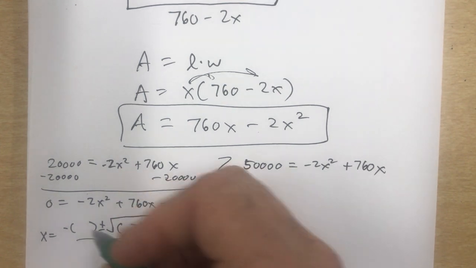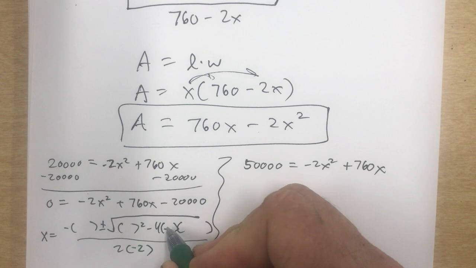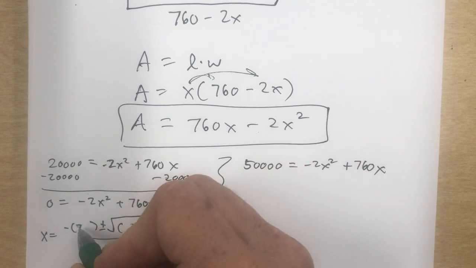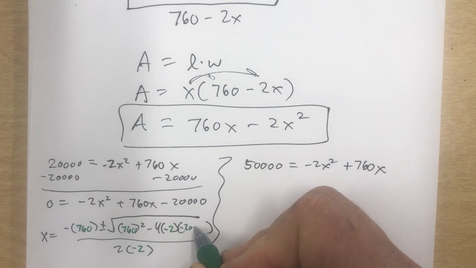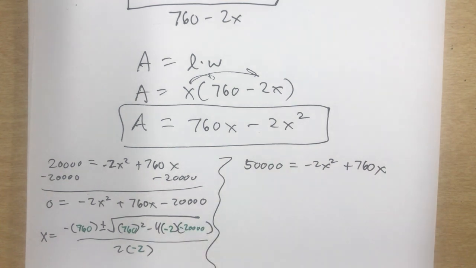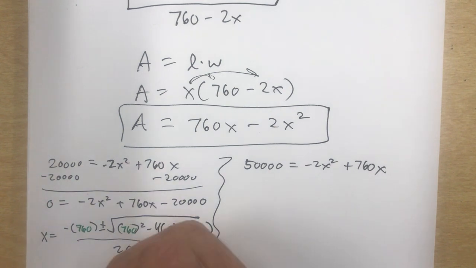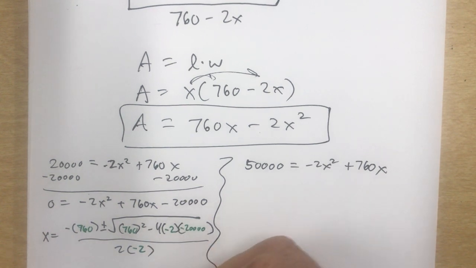So my a is negative 2. That goes here and here. My b is 760. We got that here, and we've got it here. And we got this negative 20,000 way over here. Okay. And then you work this out here. Let's see. This is going to be negative 760. This is negative 4 down here.